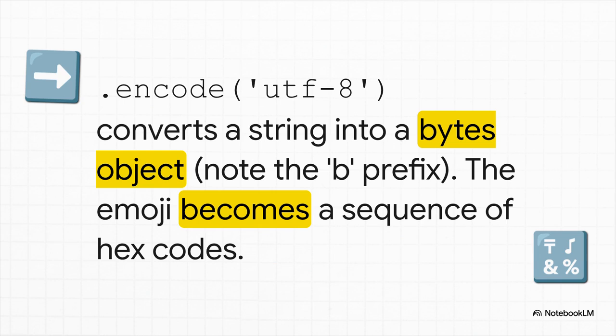And here we go, encoding in the wild. We start with a normal string that has some text and an emoji. When we call .encode('utf-8'), Python turns it into something called a bytes object. You can always tell it's bytes because of that little b out front. See how the emoji turned into that weird sequence of hex codes? That's because it takes more than one byte to represent it.